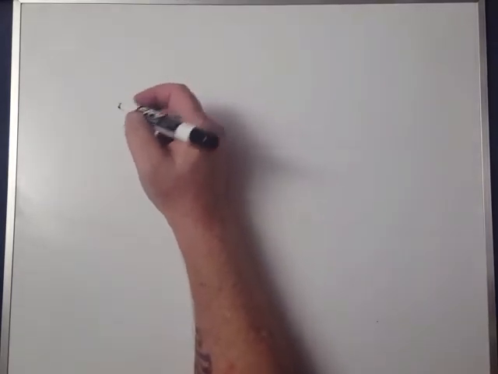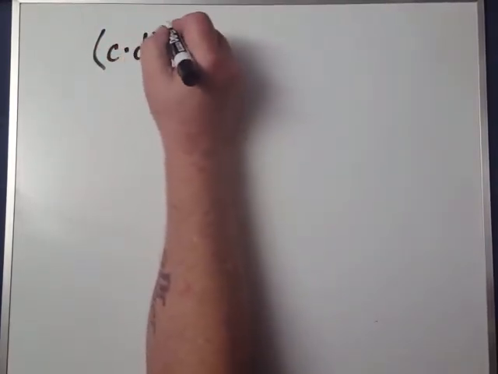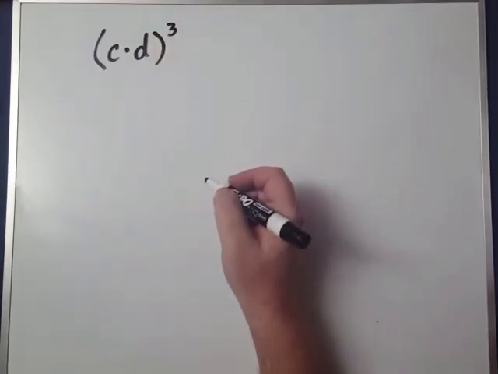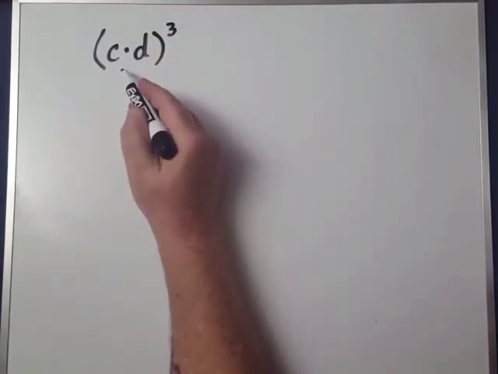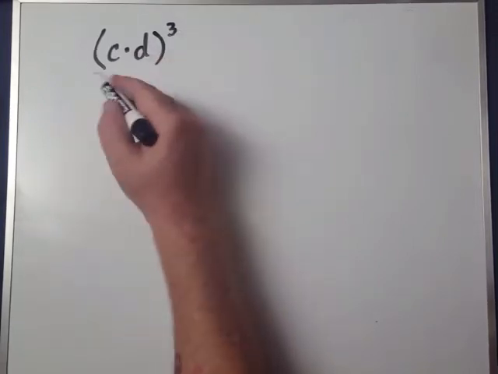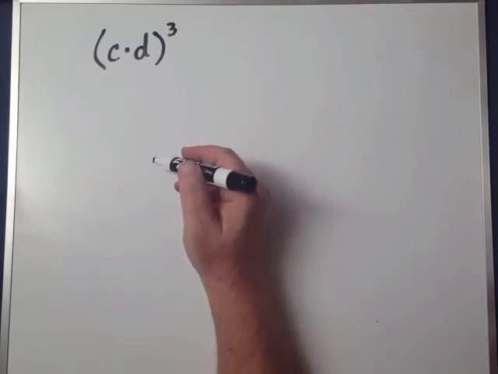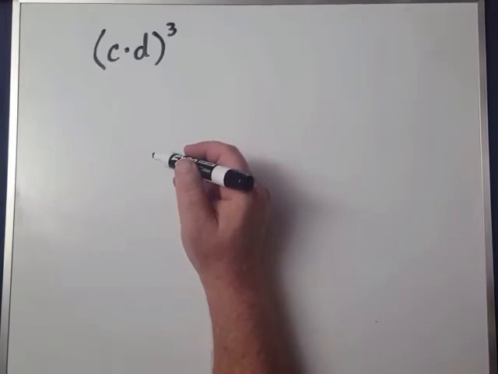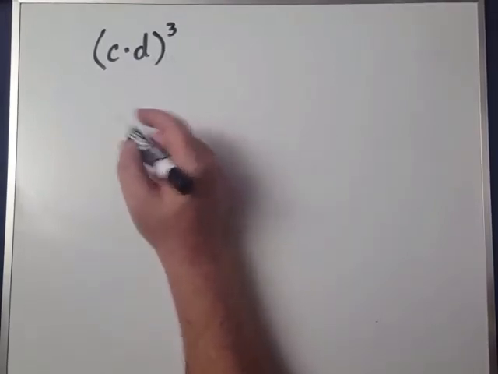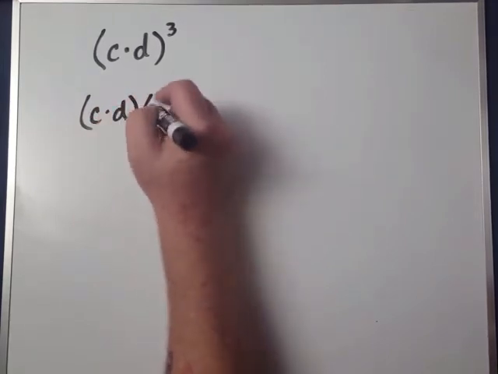To develop our third rule, let me look at a situation like this. I have a product raised to a power. Is there any way I can simplify this? Is there any way I can remove the parentheses from this expression? Well, by definition of exponent, this is 3 factors of this product.